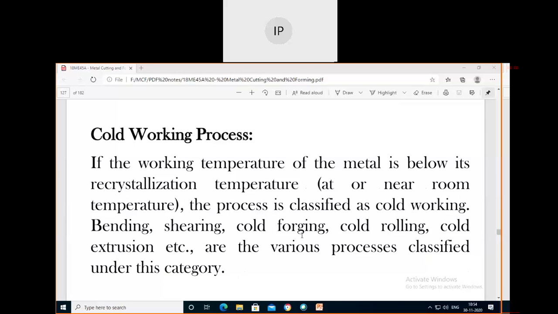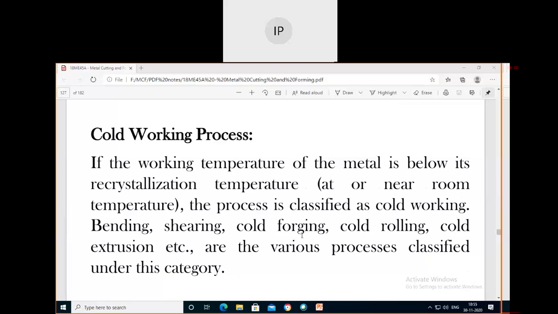We have two types. Based on the working temperature, the forming processes are of two types: the first one hot working process and the second one cold working process. Hot working means the working temperature of the workpiece material is above its recrystallization temperature, so recrystallization means formation of new grains, new granular structures in the material, but below the melting point.